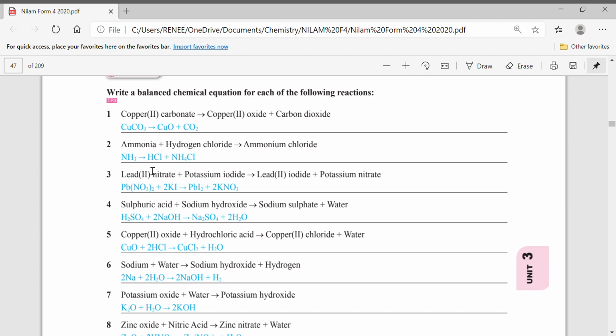For the second equation, ammonia, the formula is NH3. Hydrogen chloride, the formula is HCl. And the ammonium chloride is NH4Cl. So when we write the equation, we can write NH3 plus HCl produce NH4Cl.